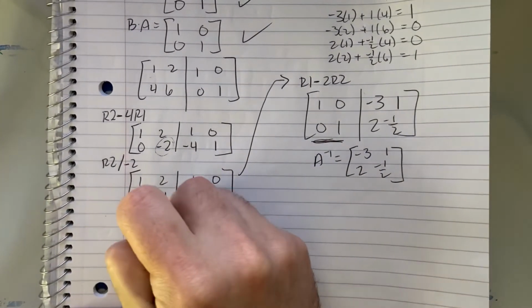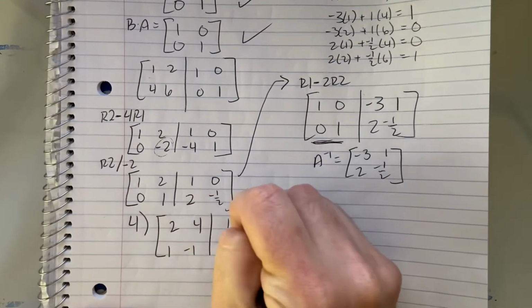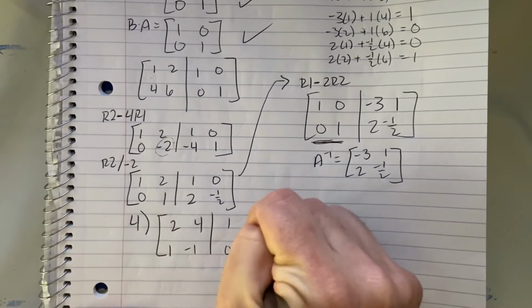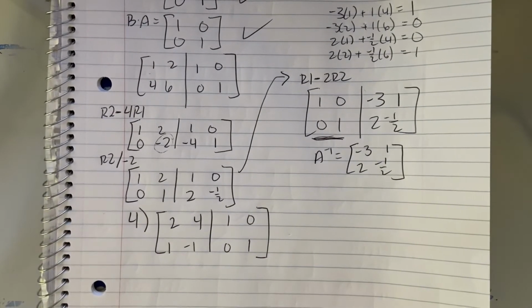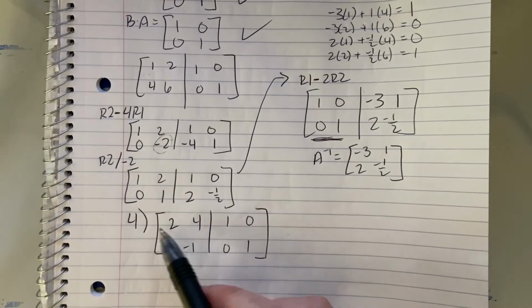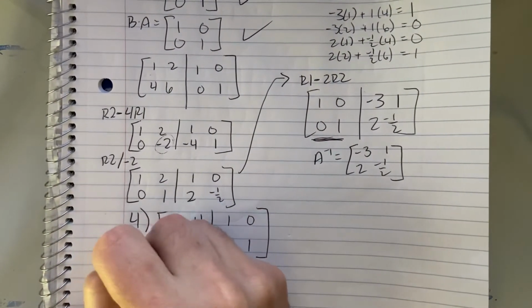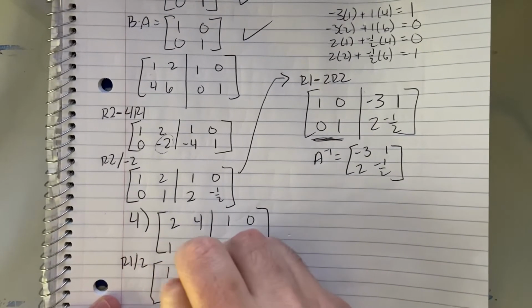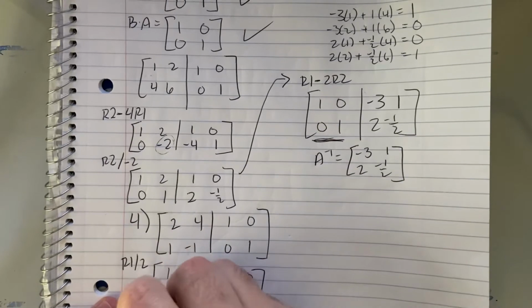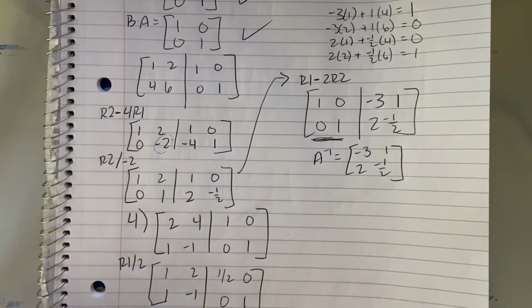Which is finding the inverse of 2, 4, 1, and negative 1. So I'm going to do the same thing. Put it up against the identity. I need to divide this. I need to get it to 1. So I need to divide it by 2. So row 1 divided by 2. 1, 2, 1/2, 0, 1, negative 1, 0, 1.